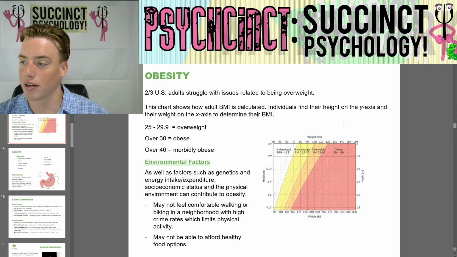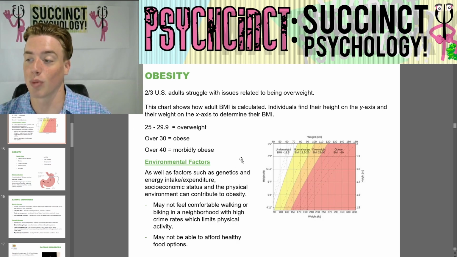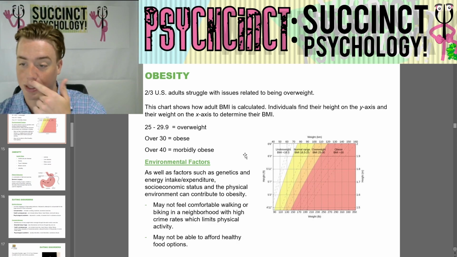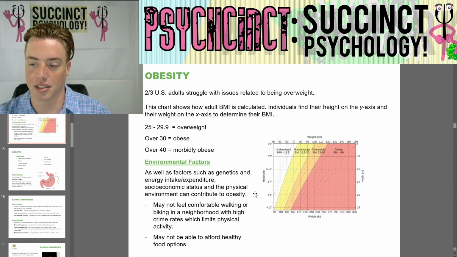Individuals find their height on the y-axis, so right here, and their weight on the x-axis to determine their BMI. Having a BMI of 25 to 29.9 means you are overweight, over 30 is obese, and over 40 is morbidly obese. Now, environmental factors, as well as factors such as genetics and energy intake/expenditure, socioeconomic status, and the physical environment can contribute to obesity.